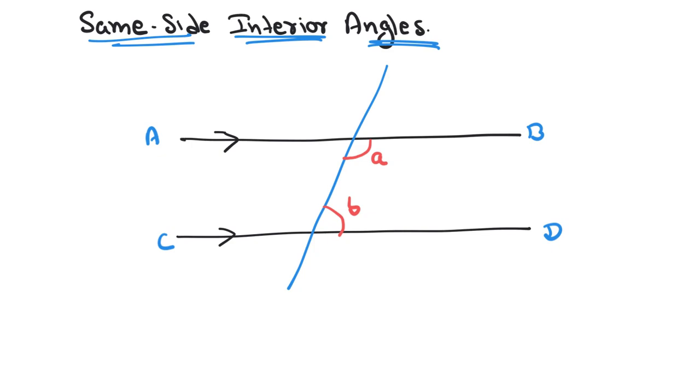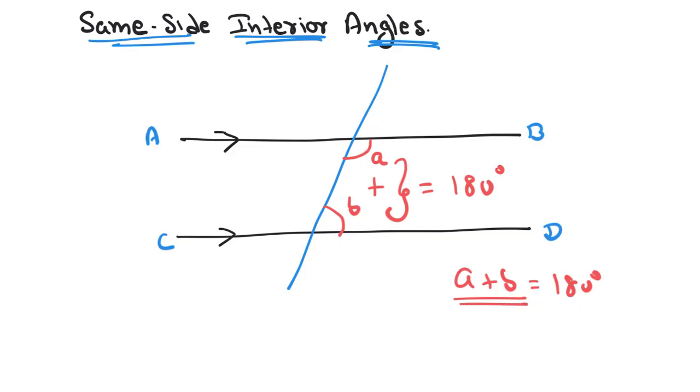Now what is the relationship between them? When you add the two angles, they are always equal to 180 degrees. In other words, they are supplementary angles. What do you mean by supplementary angles? If the sum of two angles is equal to 180 degrees, then the angles are called supplementary angles.